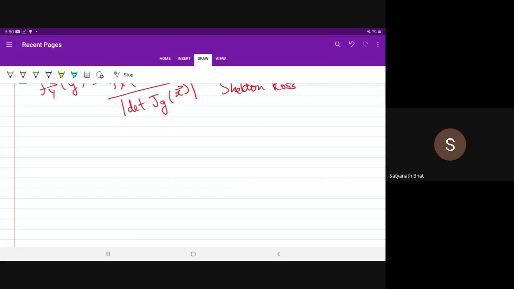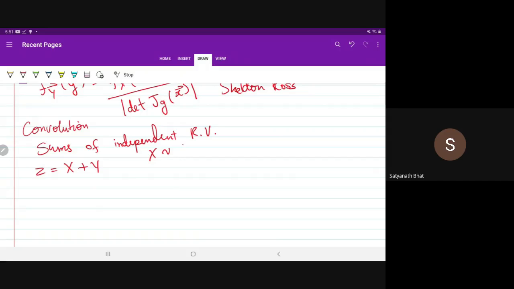Now let's come to the central topic, which is convolution. If you remember, what we were interested in was sums of independent random variables. We took a case where Z is equal to X plus Y. Let us say X has density f_X of x, and Y's density is g_Y of y. Here X and Y are single variables; we were talking about multivariate earlier, and now we are back to single variable. We want to find the distribution of Z.